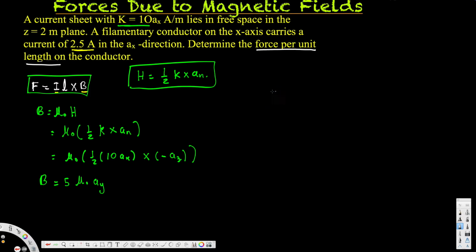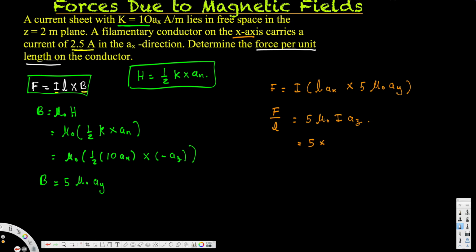Okay, here let's continue. So F is equal to I, instead of L, here they have mentioned a filamentary conductor on the x-axis, so instead of L we can place L a_x, in the x direction, cross the magnetic field we found, that is 5 mu naught a_y. Now we have to rearrange this in terms of F over L. If we do that and do the cross product, we are going to get 5 mu naught I a_z. So this is going to be the answer, and we can just go ahead and plug in the values.